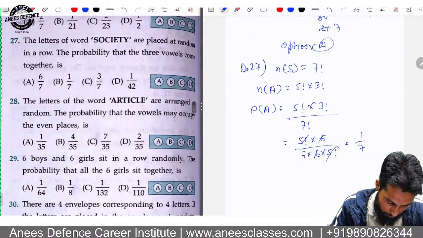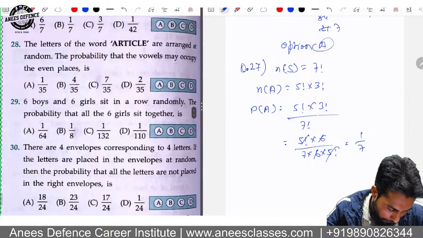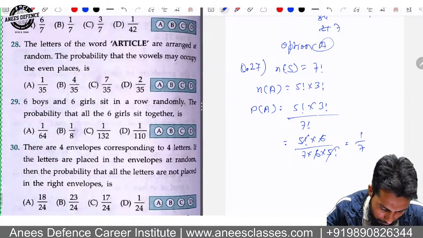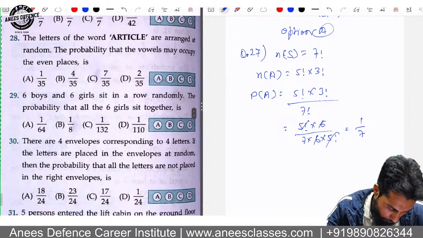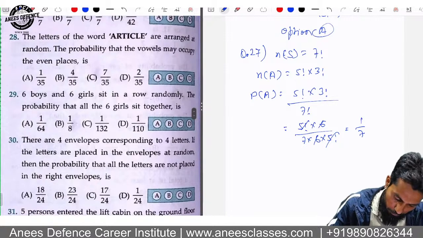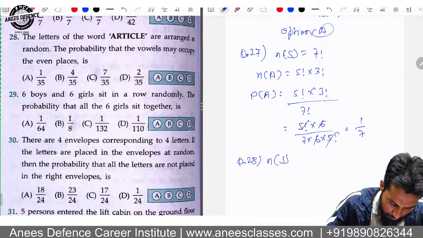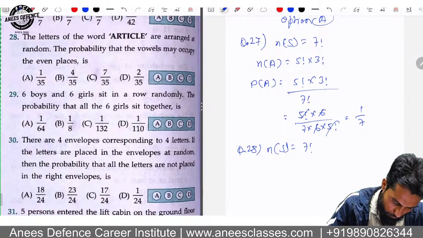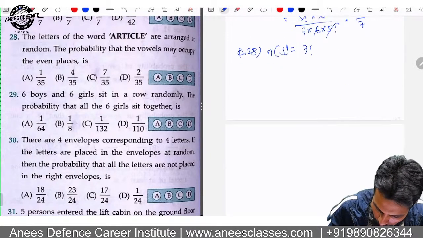Yeah, that is also I think based on the same concept. No, vowels should occupy even places, they have written. So there are odd places and even places alternately. So suppose vowels should occupy even places. No, you need to calculate it directly. First, the sample space is simple. There are total again 7 factorial. That is correct. But vowels should occupy even places. You should be careful while solving.